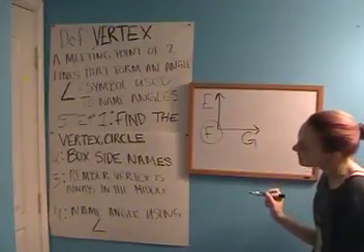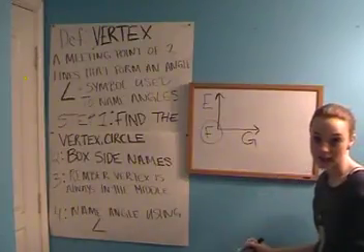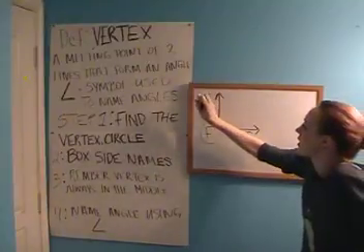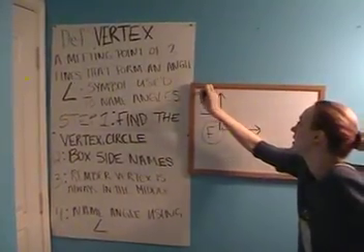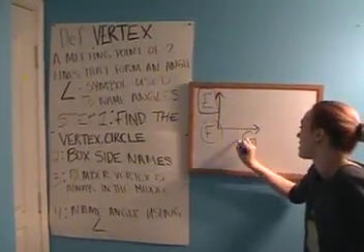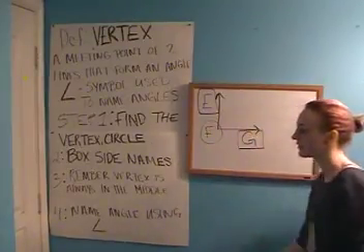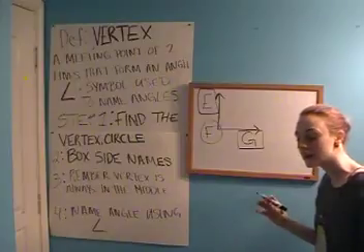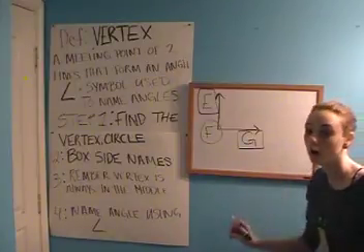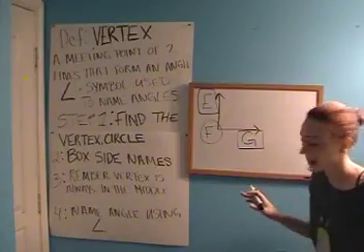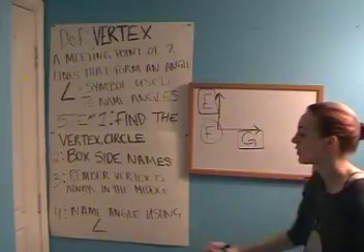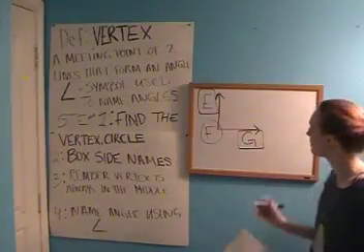And step 2 says box the side names. We know the side names are E, so we're going to box E, and we know that it's also G, so we're going to box G. Step 3 is remember the vertex is always in the middle. The reason why this is a step is because it's very important. That is the whole name of the angle. And step 4 is to name the angle using the symbol.